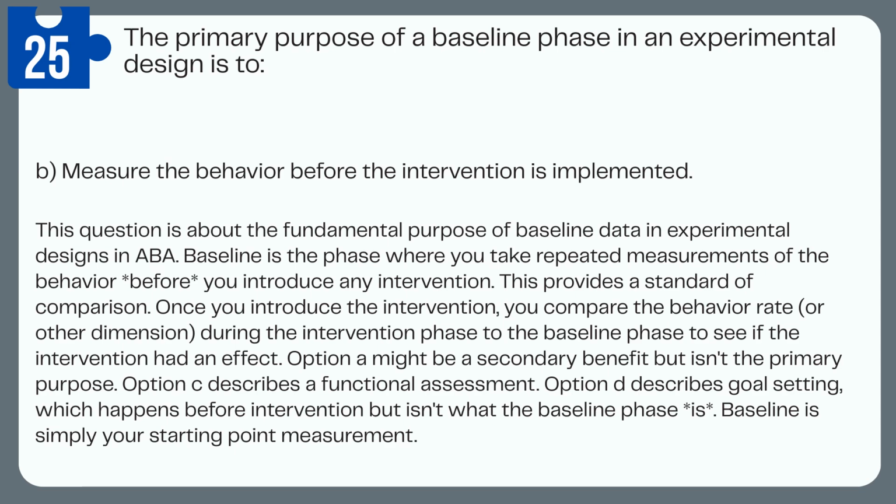Option A might be a secondary benefit, but isn't the primary purpose. Option C describes a functional assessment. Option D describes goal setting, which happens before intervention, but isn't what the baseline phase is. Baseline is simply your starting point measurement.